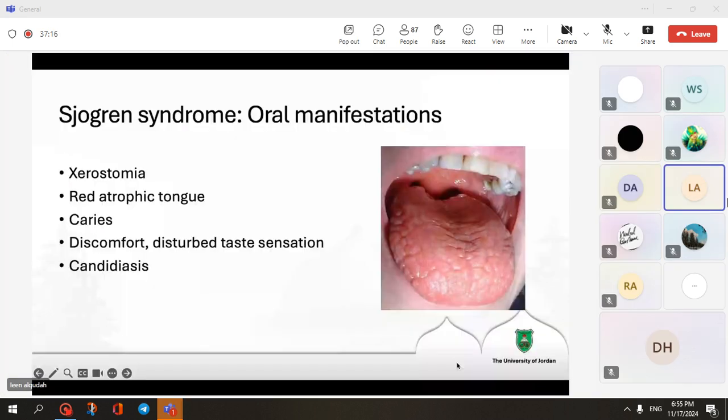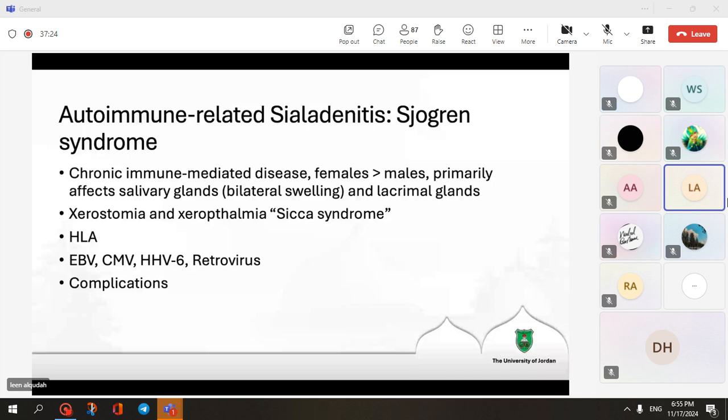سمعتوا انتوا لحد هون؟ اللي هي complications الجوجرن. Okay. هلا Sjogren's syndrome usually is benign, but what we fear is that Sjogren's syndrome complication will be, they have a higher tendency to develop multiple lymphoma or B-cell lymphoma. That's why you need to follow up patients with Sjogren's syndrome.